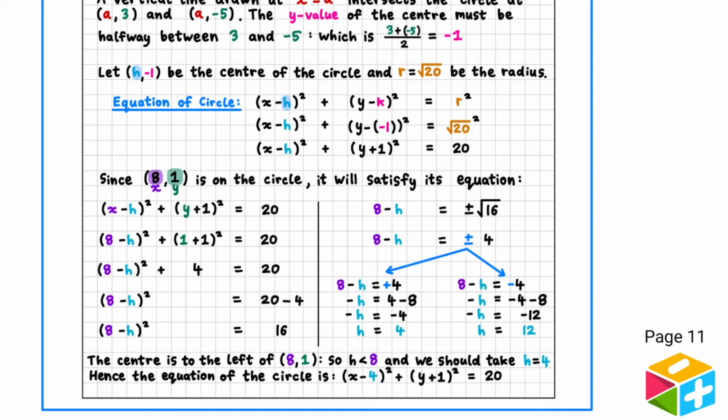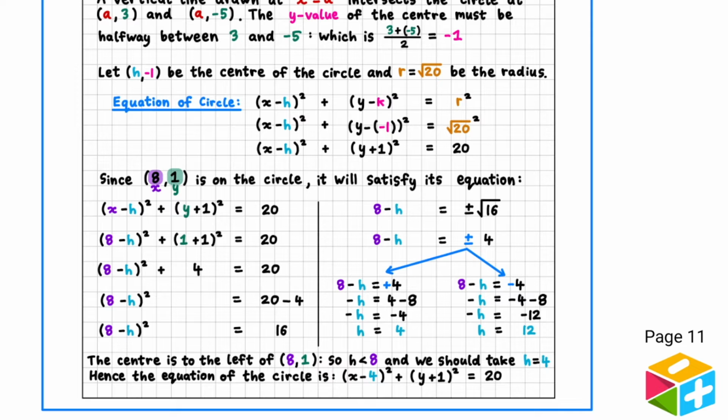H is still unknown, so we leave it as it is. K is equal to minus 1, and r is equal to root 20. Minus 1 is plus 1, and root 20 squared is 20. So we end up with x minus h all squared plus y plus 1 all squared is equal to 20. We've made good progress here, but we're not quite done. We still need to find the value of h.